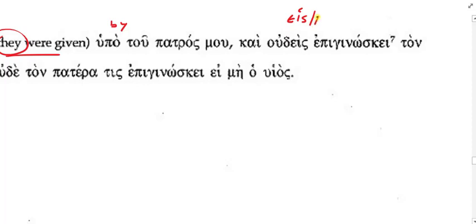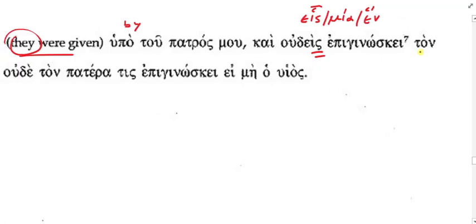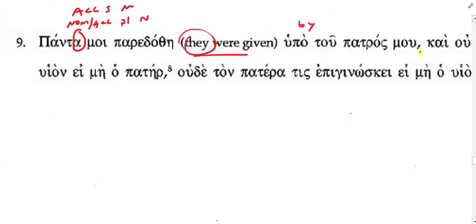This is related to heis, mia, hen, right? So it's just got an oude in front. So this is nominative, singular, masculine. And no one epiginoskei, knows, ton huion, the Son, ei me. Yeah, so here we're going to read these together as except, ho pater, the Father. Yeah, period. And then oude, nor.